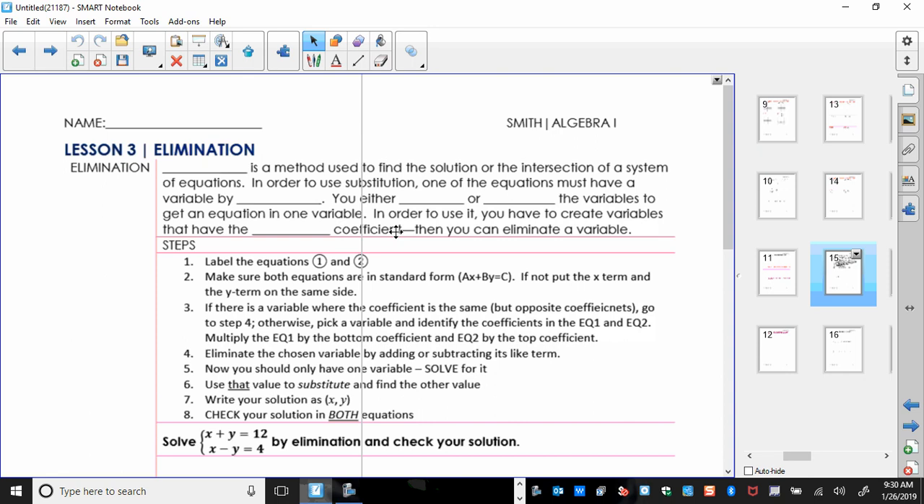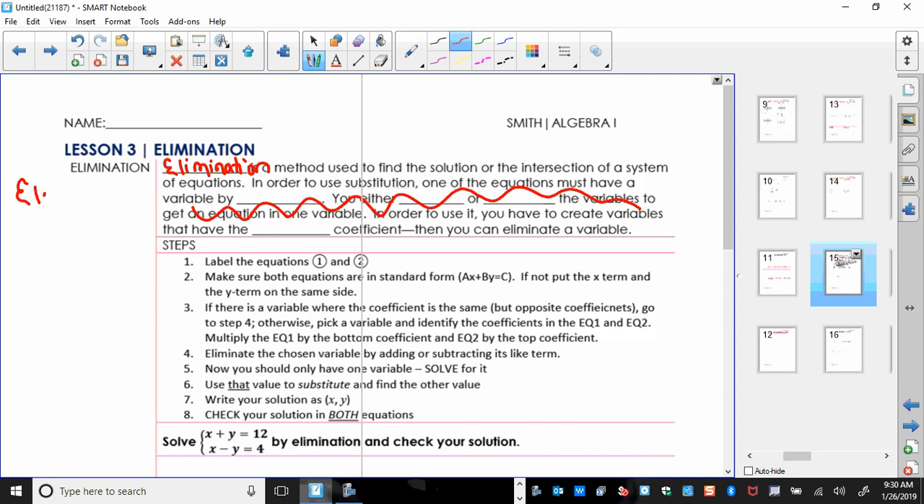And at this point, what we're going to do is use the process of elimination, so we get rid of a variable. What we want to get rid of here is this part, and we're going to rewrite it over here in the margin a little bit differently, because elimination is a method used to find the solution or the intersection of a system of equations. Basically, the way we do it is we eliminate a variable.